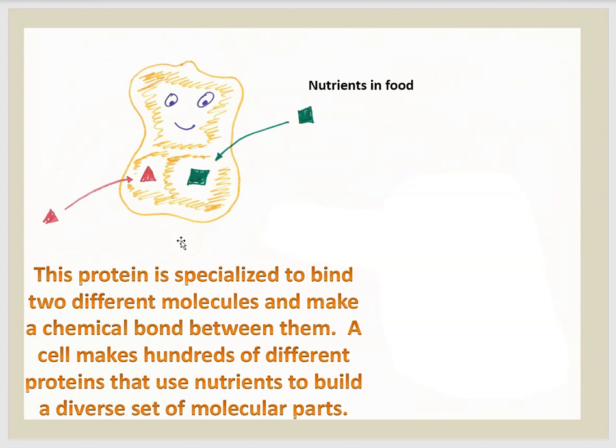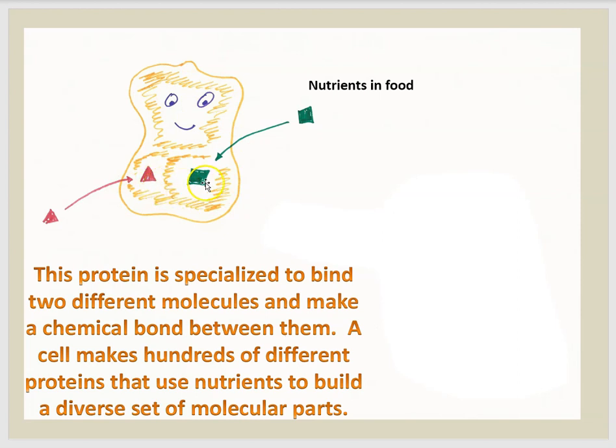So here's the star of the show. This is a protein specialized to bind two different molecules and make a chemical bond between them. So let's just pause there for a second. Here we have our protein, and we have two molecules. A red molecule, the red triangle, and the green square are going to stick to the protein at these binding sites. So this protein has evolved to perform a very specialized chemical reaction. It has evolved to have a sticky site for the red molecule and a sticky docking site for the green molecule. And the job of the protein is going to be to make a chemical bond between these two molecules.